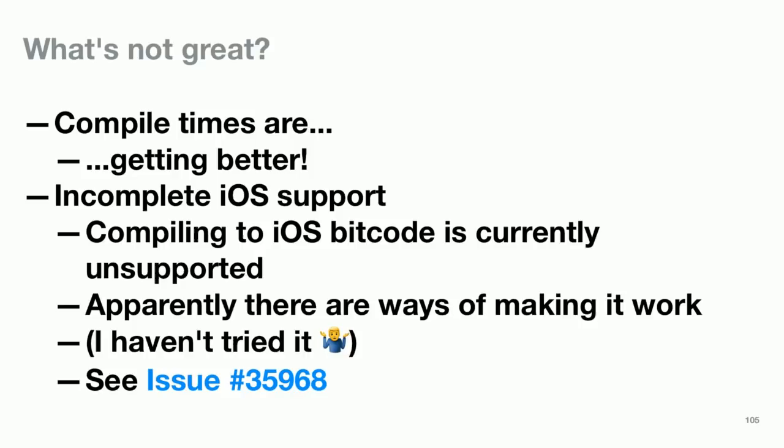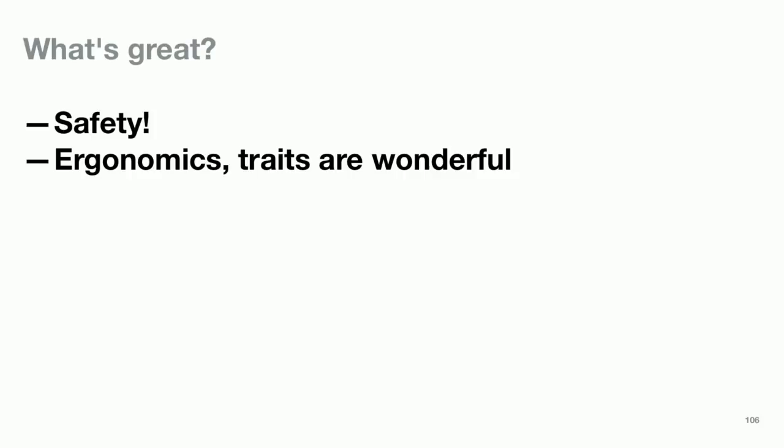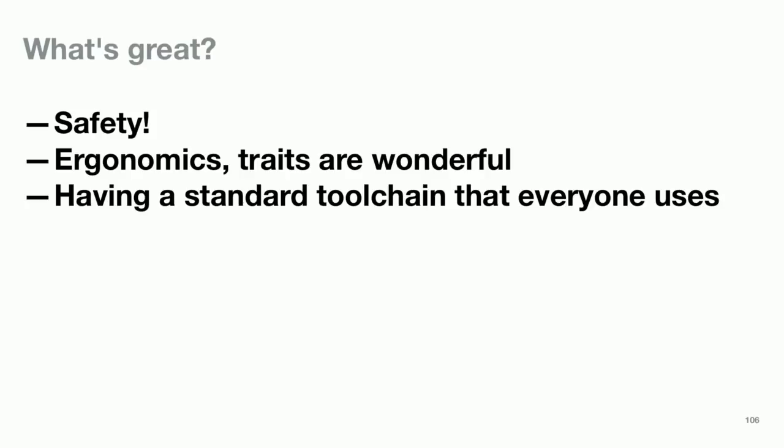What is great? Safety is great. Ergonomics of the language are very nice. Traits are wonderful. Having a standard tool chain that everyone uses is great. I think if we could take something from Rust into C++, this is the thing, the low-hanging fruit: creating standard tool chains that everyone can rally around and get some traction behind. I think this would be really good for people learning the language and coming into the language.